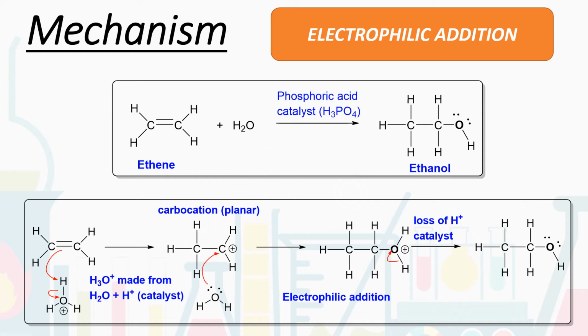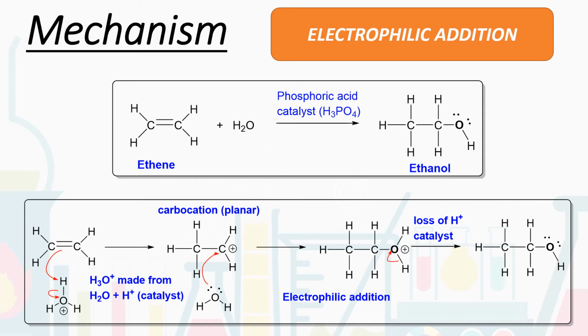And so this is an electrophilic addition. We are adding an electrophile across the double bond. And so the mechanism for this is as follows. The reason why we have the acid catalyst is to make the water into an electrophile. Water on its own isn't a particularly good electrophile. In fact, it acts more often as a nucleophile. And so to turn it into an electrophile, we have to protonate the water.